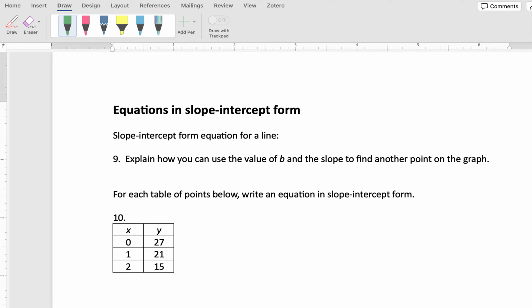In this video, we're going to talk about equations in slope-intercept form. The slope-intercept form equation for a line is the y equals mx plus b form. In this equation, m is the slope and b is the y-intercept.